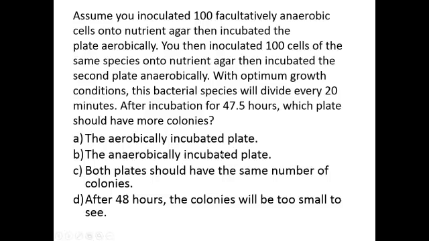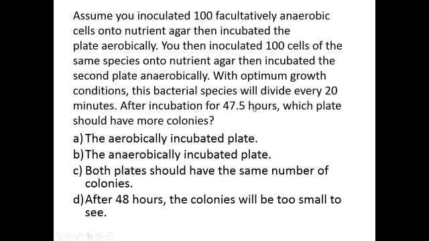Okay, on to our next scenario. You've inoculated 100 facultatively anaerobic cells onto nutrient agar. Then you incubate the plate aerobically. Then you inoculate the same number of cells of the same species, so you know they're facultative anaerobes, onto nutrient agar, so same agar, and you incubate the second plate anaerobically, or without oxygen. With optimal growth conditions, this bacterial species will divide every 20 minutes.